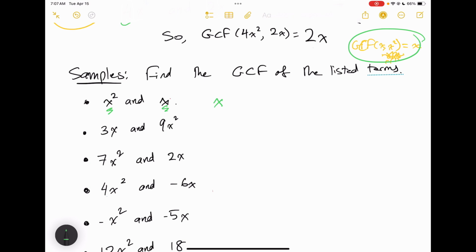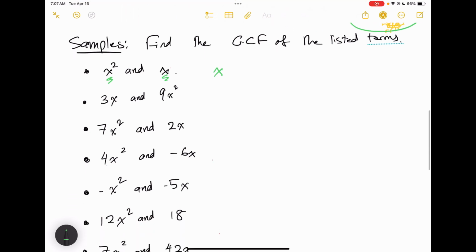Nice and easy. Let's do the next one. 3x and 9x squared. So let's go with our first step, the GCF of the numbers. This one will involve all of the steps now. 3 and 9. That GCF, fairly simple, is just going to be 3. Mostly because 3 is just a factor of 9. A little bit of a wink wink there.